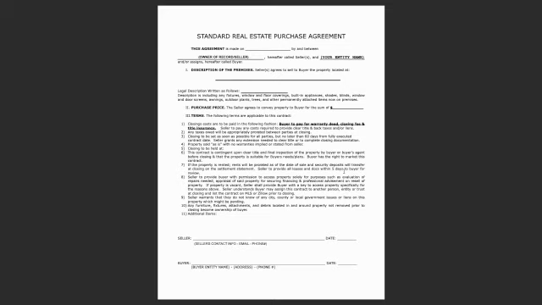The first thing is I'm going to go through so you understand what the contract says. And then when we're done, I'll go through it the way that I explain it to a seller. It's super important for you to understand every line, what it means, and how it affects the transaction. Right. So, standard real estate purchase agreement.